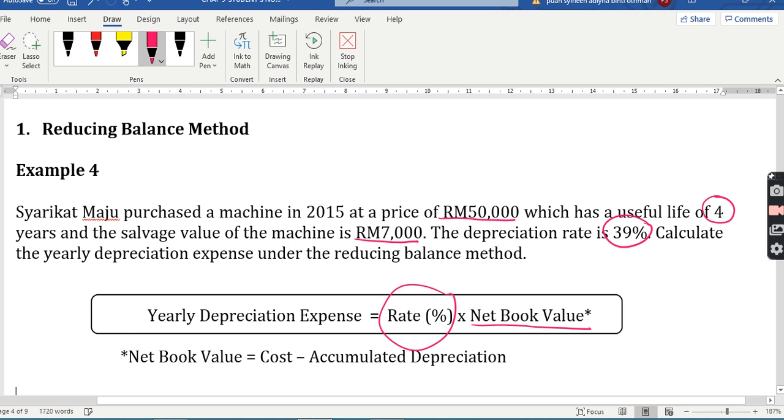Net book value means you take the cost of the asset and minus the accumulated depreciation. As you can see here, we do need to minus the cost of the asset with the salvage value, because every year the book value is a reduced amount from the actual cost. So we do need to minus the salvage value from the asset to calculate the depreciation.